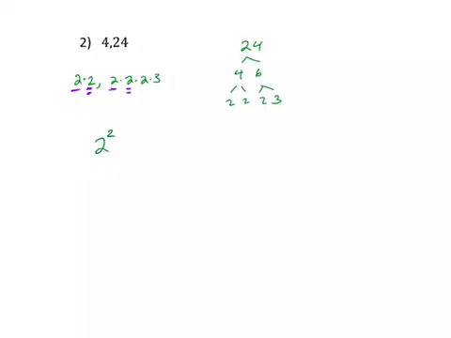Now I'm multiplying that 2 squared times everything that is not repeating. So times 2 times 3. When I simplify that, I have 4 times 2, 8 times 3 is 24. So the least common multiple between 4 and 6 is 24, right?